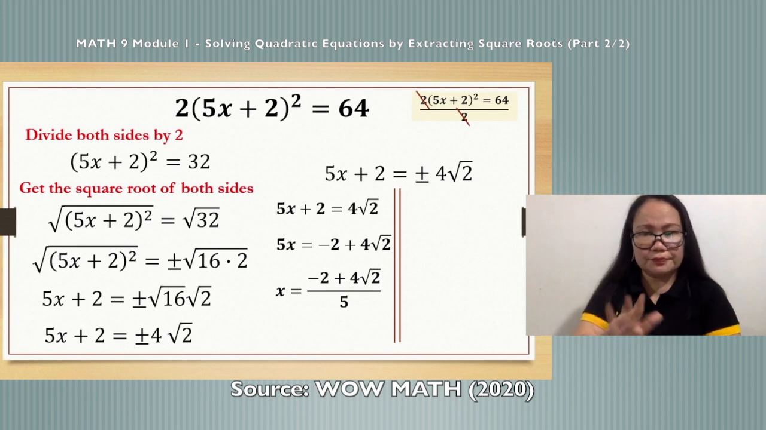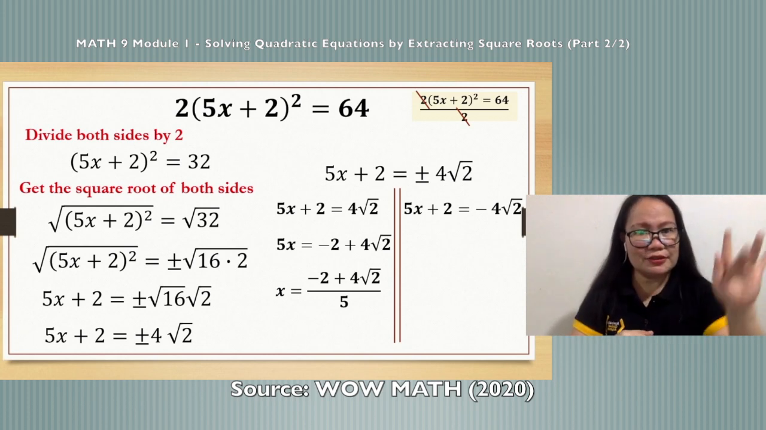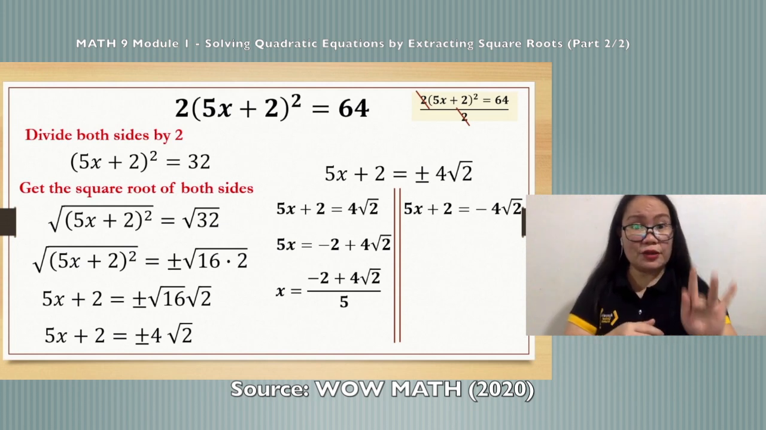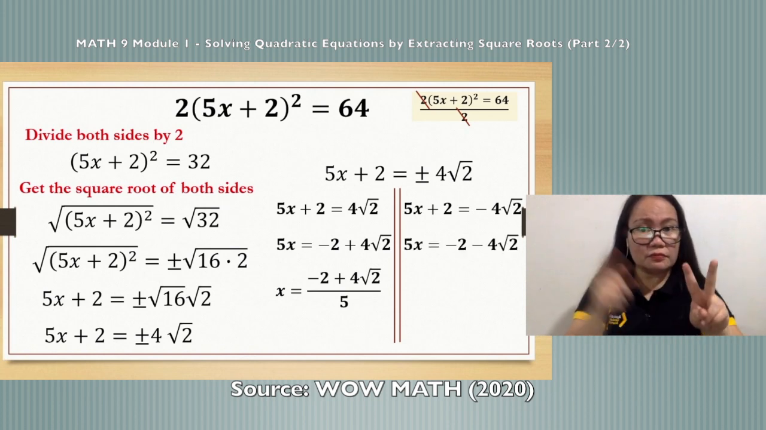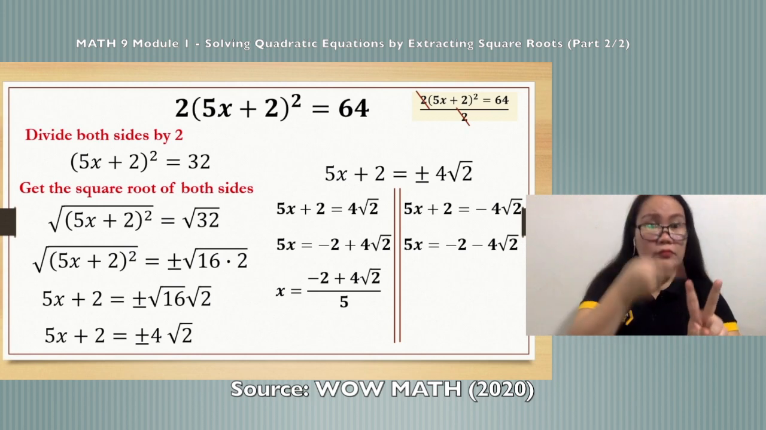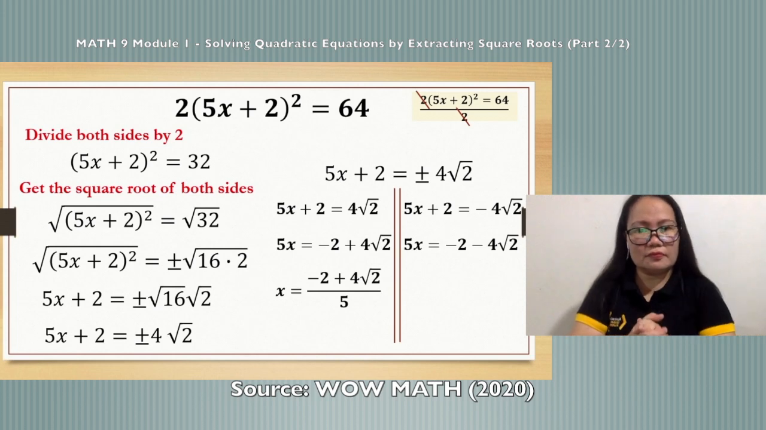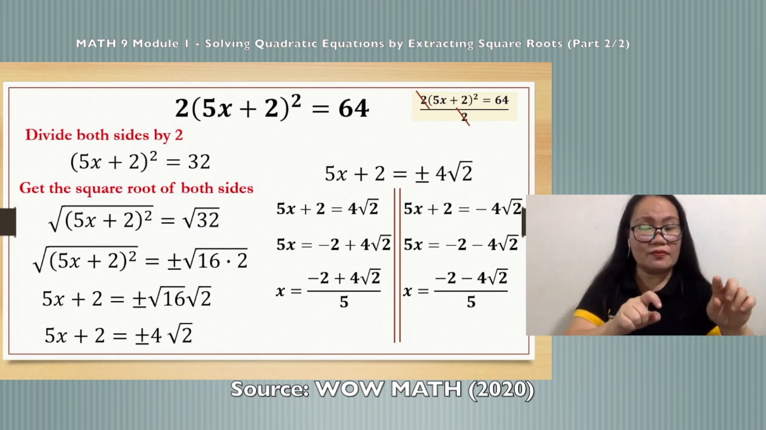On the other side, our second equation, negative naman. So, 5x plus 2 is equal to negative. Kanina, positive. Laging ganon, positive and negative. Negative 4 square root of 2. Solve for x, we have 5x is equal to negative 2, lipat natin si positive 2, that will become negative 2, and then minus 4 square root of 2. So, divide both sides by 5. We will come up with x is equal to negative 2 minus 4 square root of 2 over 5.